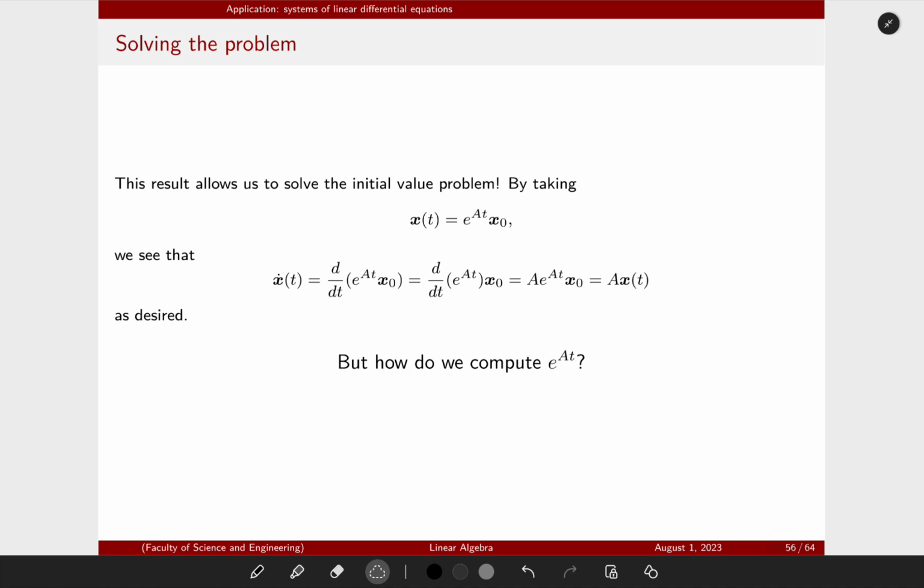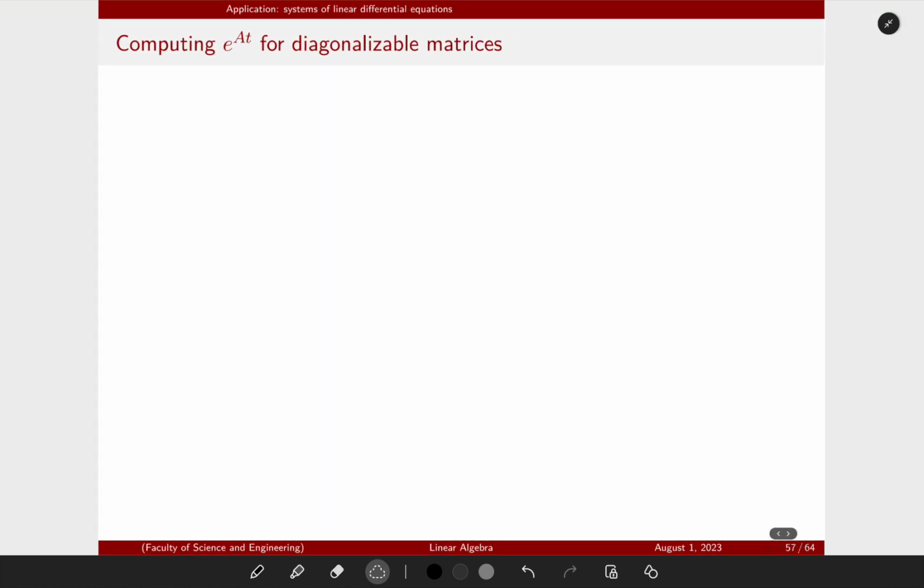Okay, this is all nice, but there's still a very big problem, which is computing this exponential, because we have to sum infinitely many terms, and it can be very difficult to compute this. And we will cover one case in particular where it is easy to compute the matrix exponential, which is when A is diagonalizable. So exactly, we'll compute the matrix exponential for diagonalizable matrices.